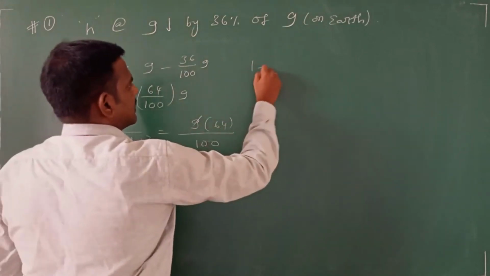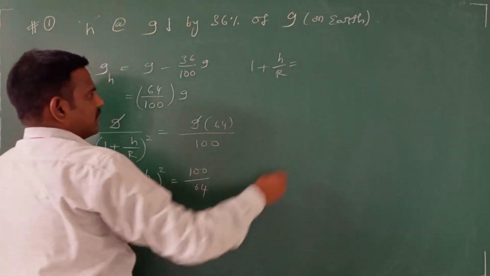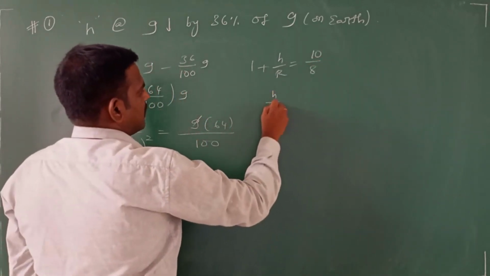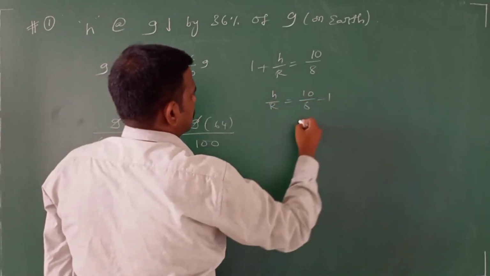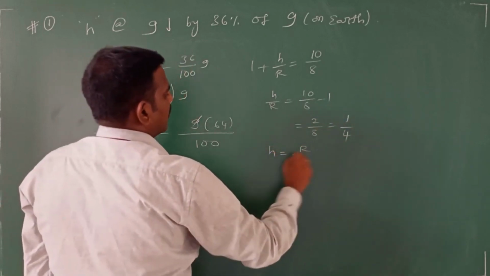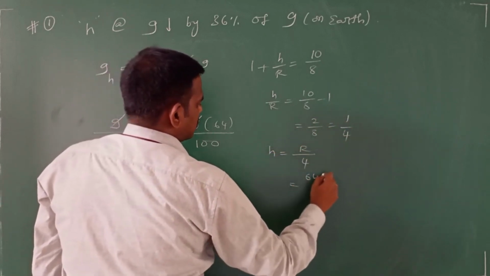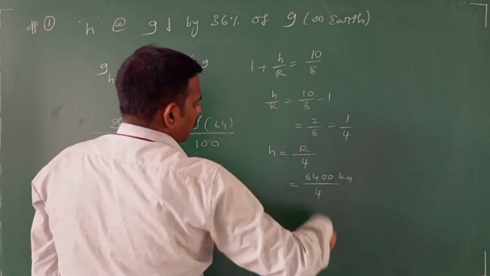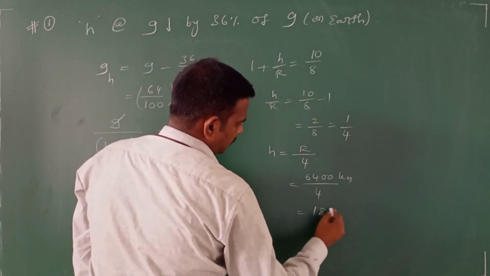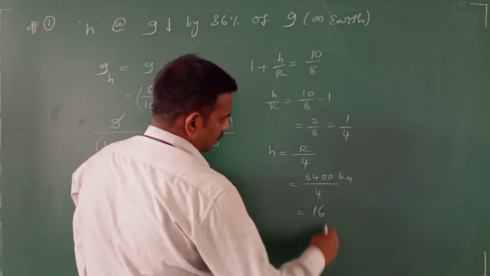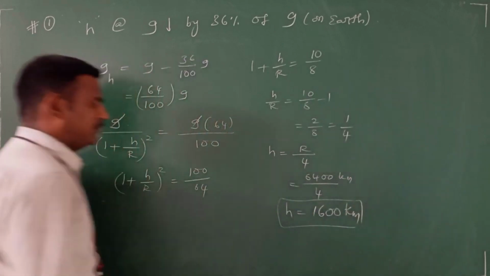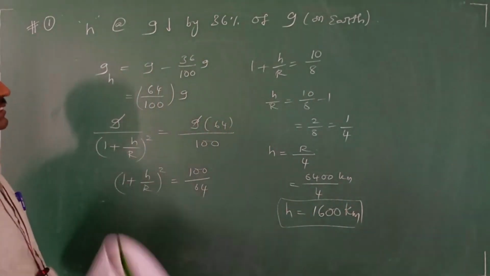Okay, now 1 plus h by R equals, this value will be how much? 10 by 8. Now I want to find out h, no? So h by R will be equal to 10 by 8 minus 1. So 2 by 8, so 1 by 4. So what's the height now? R upon 4. What's the radius of the earth? 6,400 kilometers divided by 4. So therefore what will we get? 4 1s are 4, 4 6s are 24, 4 8s are 24, okay, 1600 kilometers. This is the height at which acceleration due to gravity decreases by 36%.